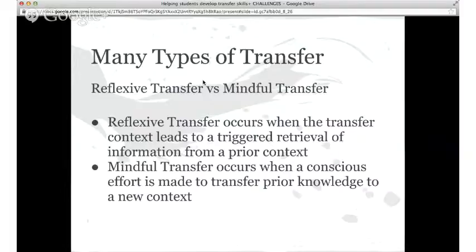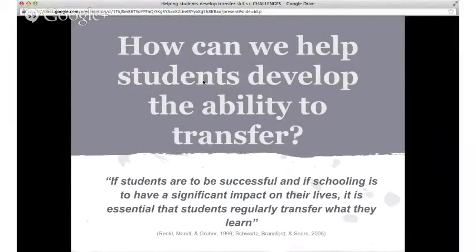How do we affect this mindful transfer? This leads us into the next few slides, which deal with how we can help students develop the ability to transfer.